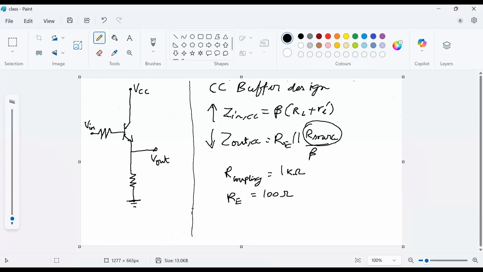Based on this rationale, we are choosing a coupling resistor value of 1 kilo ohm so that the input impedance is high, and an RE value of 100 ohm so that the output impedance is low. We should also ensure that RE is not made too low, so that it does not consume too much power from the battery. So 100 ohm seems to offer a good trade-off between the two rationales, and we have chosen this particular value.